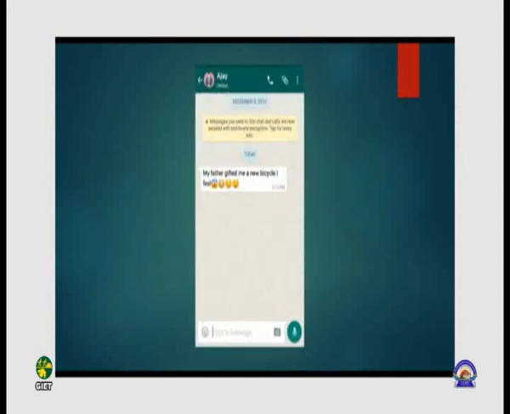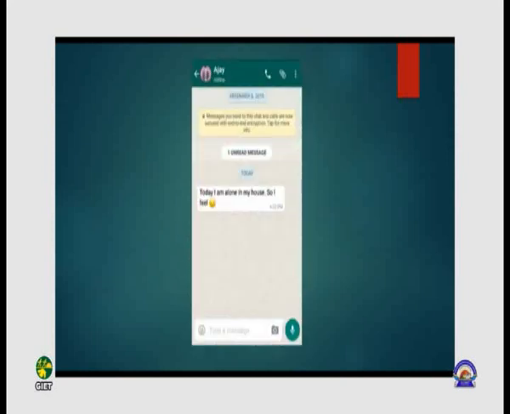My father gifted me a new bicycle. I feel excited. These are all four smileys which we use in WhatsApp for excited. Today I am alone in my house, so I feel alone. This is the smiley which we use for alone.